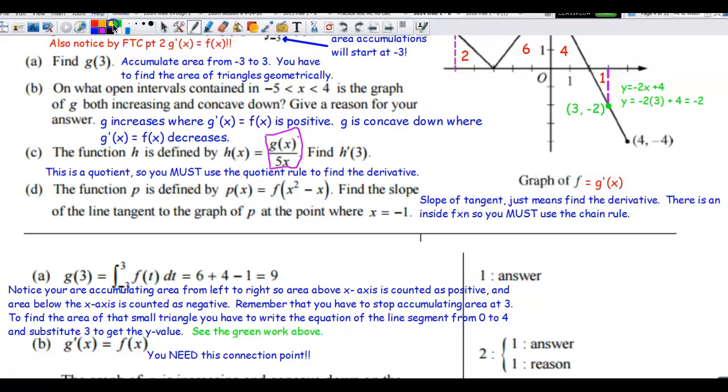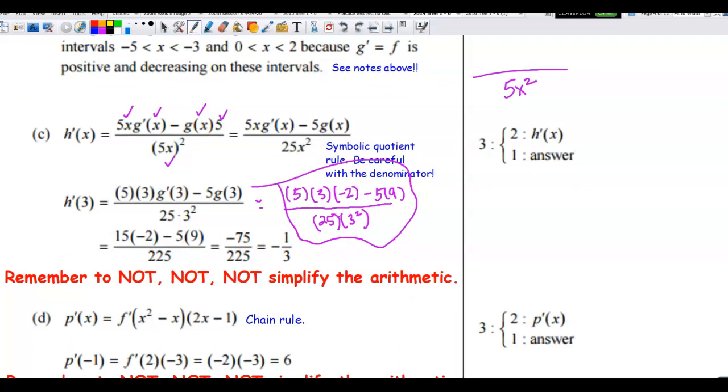In letter D, we are looking at a new function whose name is P. And P has an outside function of f and an inside function of x squared minus x, and we need to find the slope of the tangent line. Slope of the tangent line is derivative of P, so we're going to need the chain rule because we have an inside and an outside function, and we're doing that at x equal to -1. So the derivative of the outside is f prime, leave the inside alone, and the derivative of the inside is 2x minus 1. There's your chain rule.